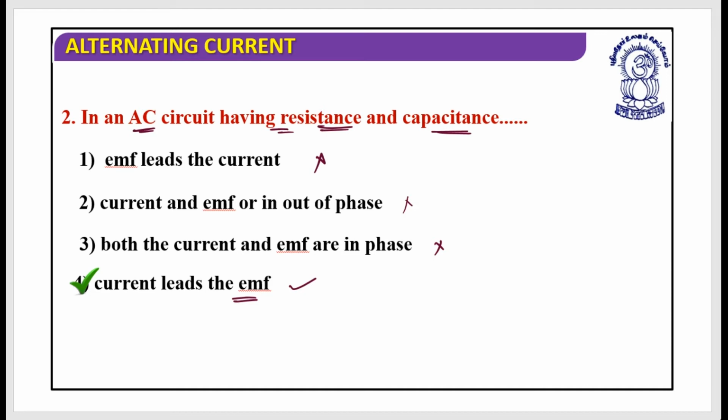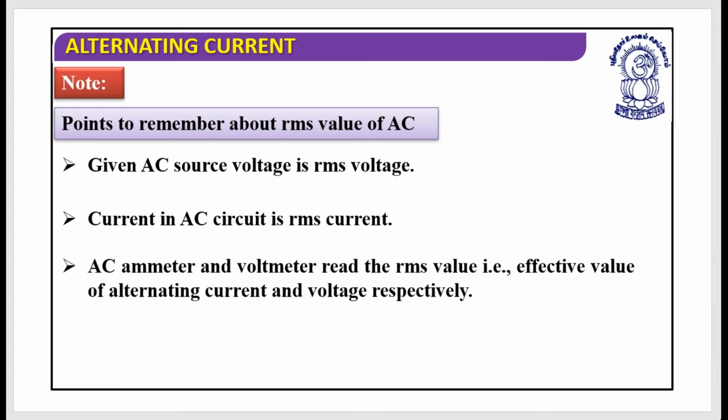certain points to remember about RMS values of the AC. When we are given an AC source voltage, that is the RMS voltage, and the current in an alternating circuit is always the RMS current. AC ammeter and voltmeter read the RMS value, and when I say RMS value, it is the effective value of alternating current and voltage respectively.